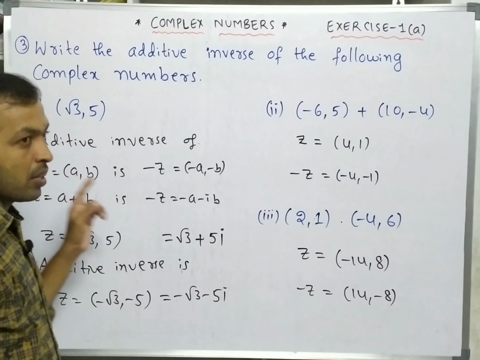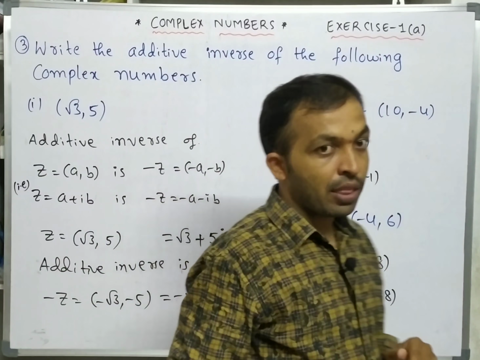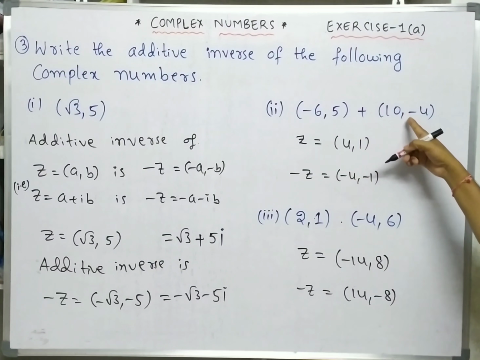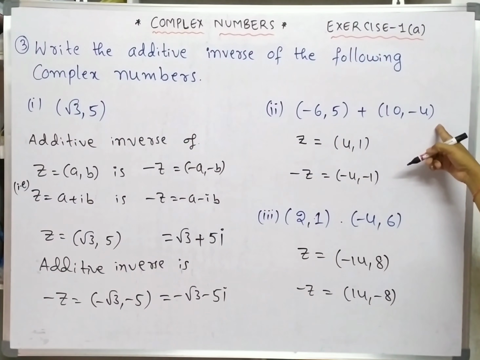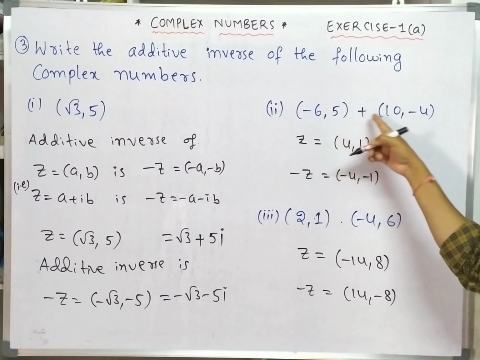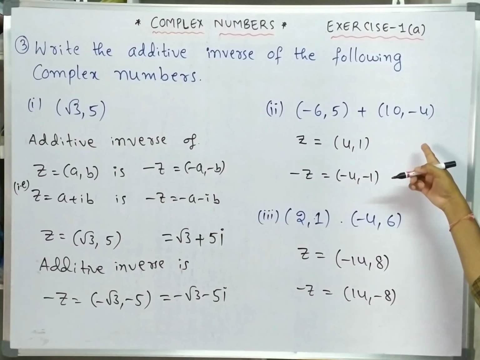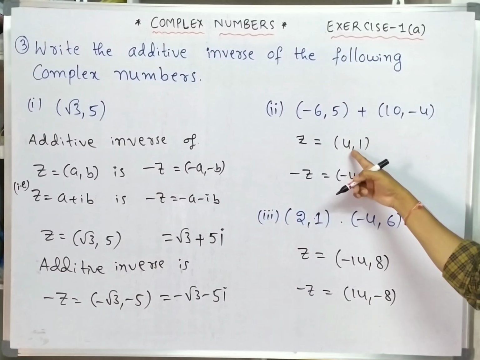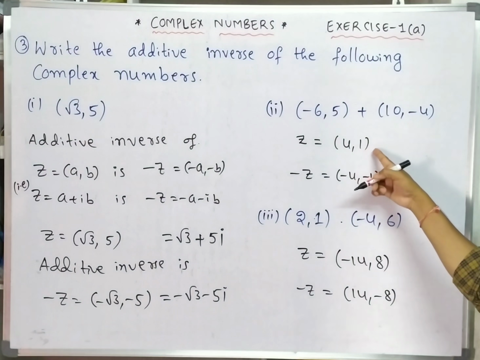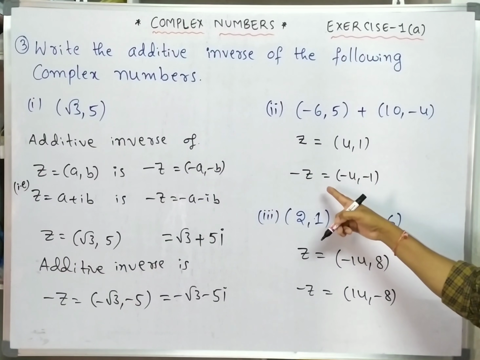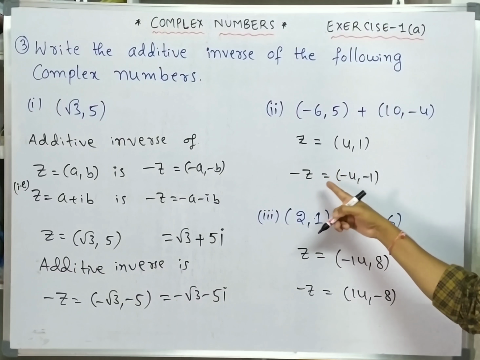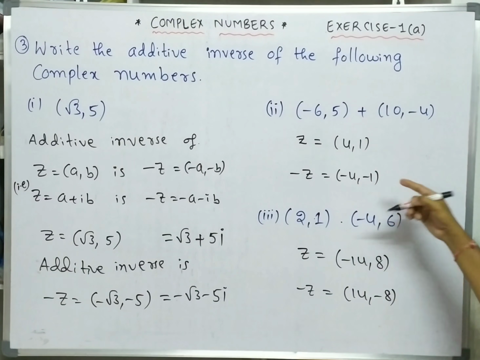Okay, next, second problem is minus 6 comma 5 plus 10 comma minus 4. So we should add these two complex numbers. After adding these two complex numbers, we will get z is equal to 4 comma 1, and the additive inverse of this complex number is minus z, that is minus 4 comma minus 1.